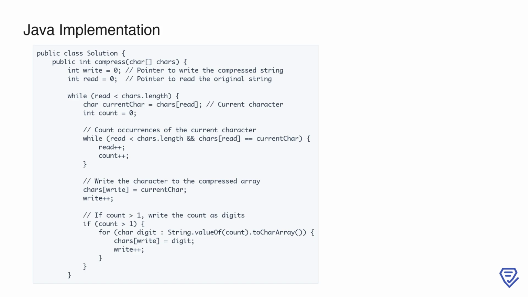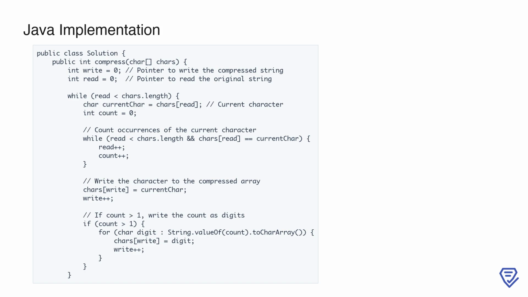Here, we have the Java implementation of the string compression algorithm. First, we define a write pointer, which keeps track of where we write the compressed characters, and a read pointer, which iterates through the original array. The while loop ensures we process the entire chars array. Inside the loop, we begin by storing the current character in current char and initializing a count variable to 0. The nested while loop counts how many times the current character appears consecutively. This is done by checking if the character at the read pointer matches the current char, and if so, we increment both the read pointer and the count.